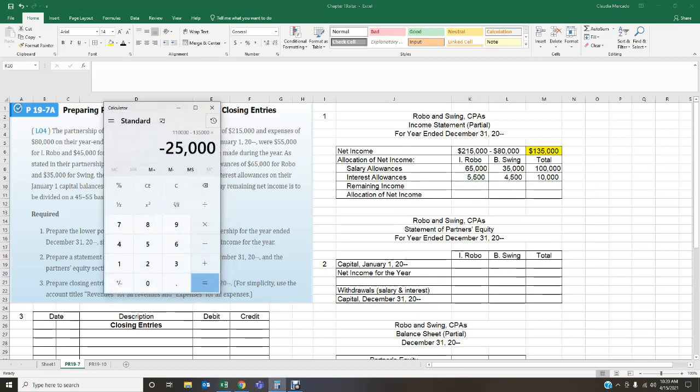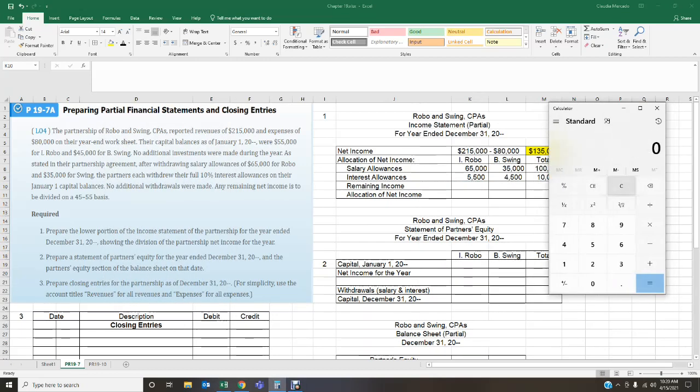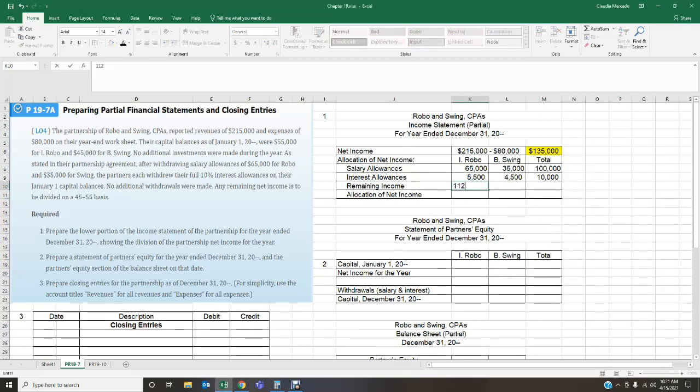The first partner, which is Robo, gets 45%. That gives me $11,250. So Robo is going to get remaining income of $11,250.